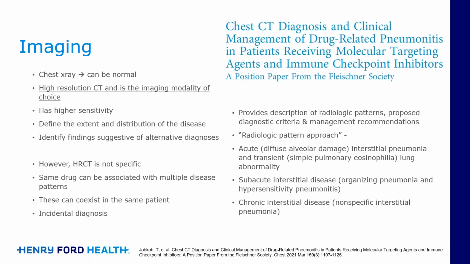In terms of imaging, chest X-rays can be normal, especially in the initial phase of the disease. HRCT is the imaging modality of choice. It has high sensitivity, not just in recognizing and diagnosing the disease, but also defining the extent and suggesting other alternative diagnoses. But HRCT findings may not be very specific because the same drug can be associated with multiple patterns, and in the same patient, you can have multiple patterns of disease as well.